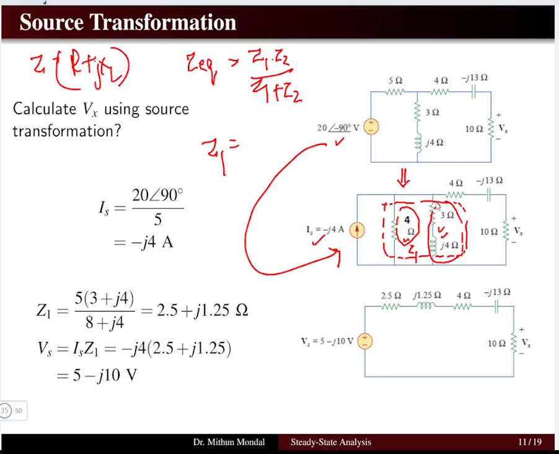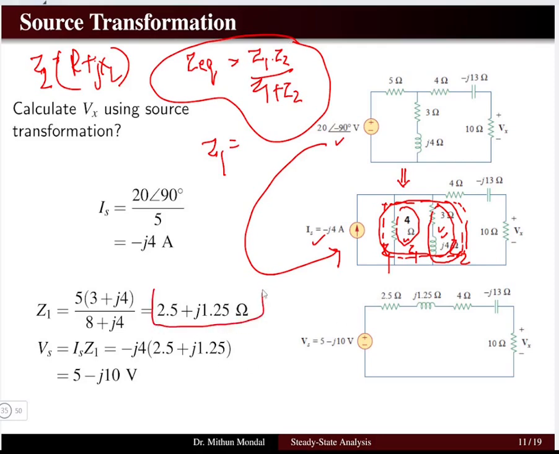Now we can make use of these two impedances. One we take as Z1 and another one as Z2. Z2 is the combination of the resistance and the reactance. Then we can write this Z equivalent formula to find the equivalent impedance, which comes to be 2.5 plus j times 1.25. Now my circuit has one impedance, this Z equivalent, which is Z1 parallel with Z2.